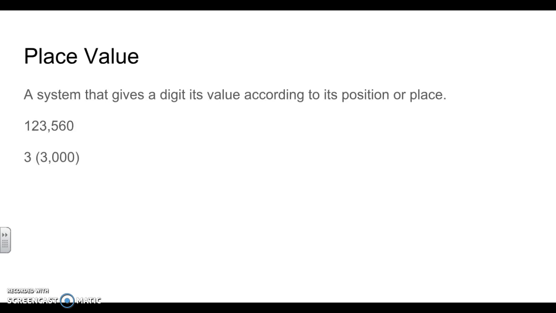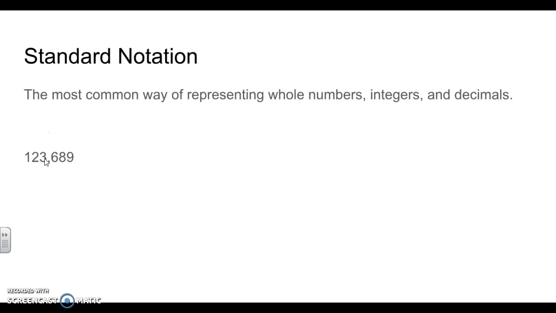Place value is a system that gives the digits its value according to its position or place. So where the 3 is right here, that's 3,000. That's showing that that 3 there, its place value is 3,000, or its value is 3,000.